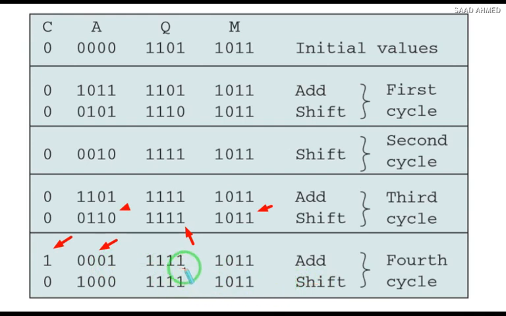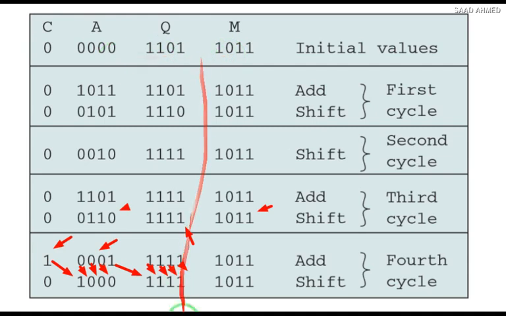Shifting again, this is lost and all the bits move one place to the right. So the final answer is 100001111, which is 8F. So the multiplication should be producing this result.